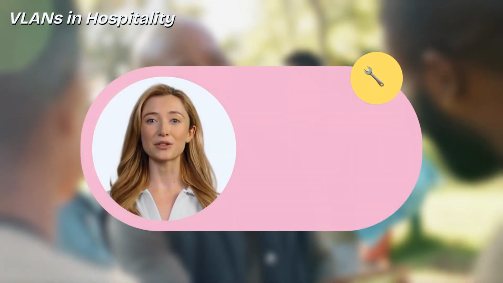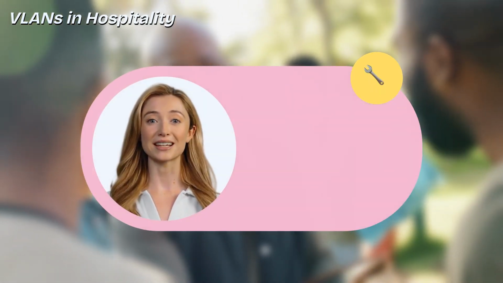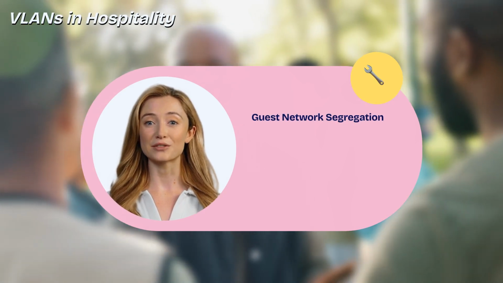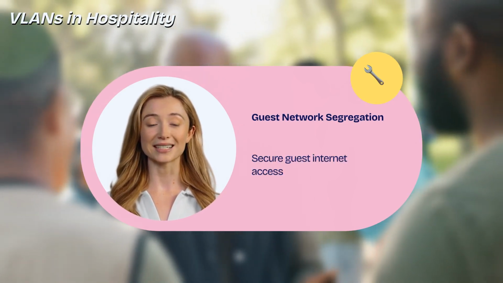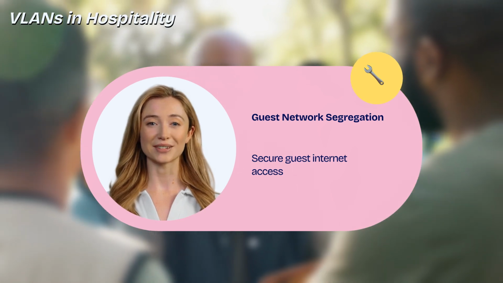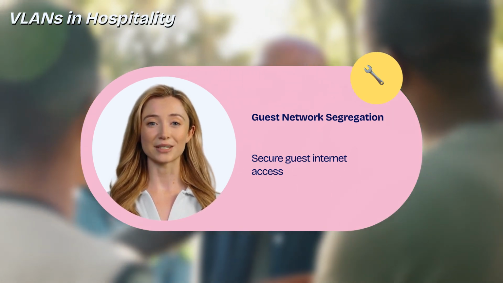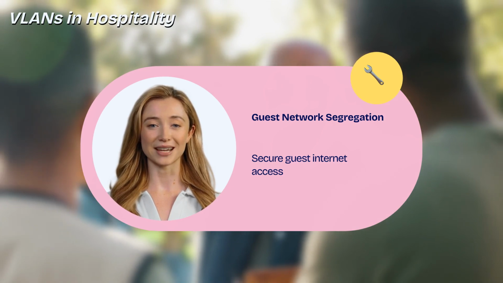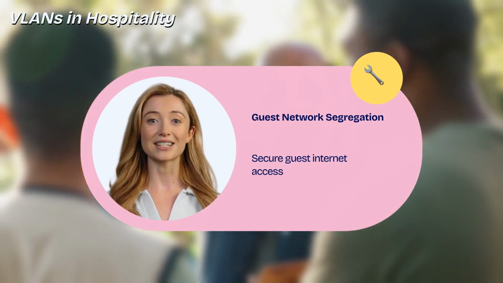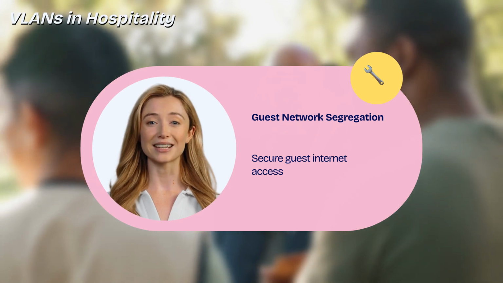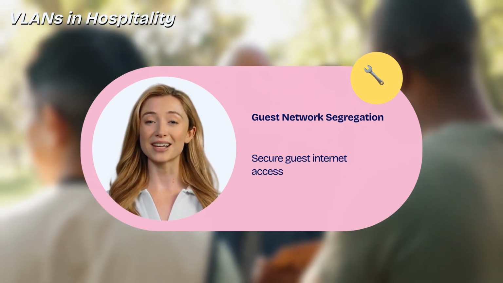One practical example of VLANs in action is in the hospitality industry. Hotels often use VLANs to segregate guest internet access from their internal business systems. Guests can connect to the Wi-Fi, but they're confined to a guest VLAN with limited access, ensuring they can't inadvertently or maliciously access hotel management systems or other guests' information.